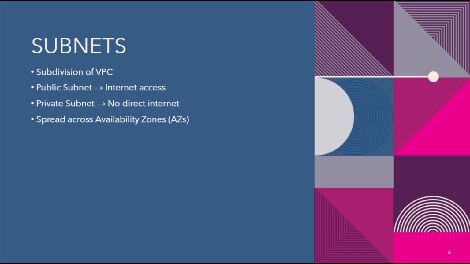Subnets. Subnets are subdivisions of a VPC. There are two types. Public subnets, which have internet access. Private subnets, which do not have direct internet access. Subnets are usually created across multiple availability zones to ensure high availability.